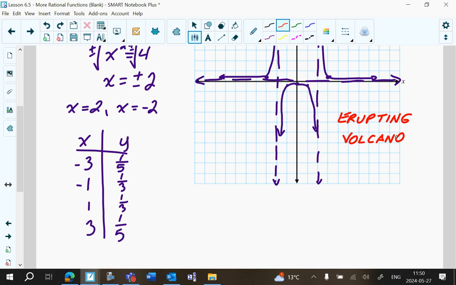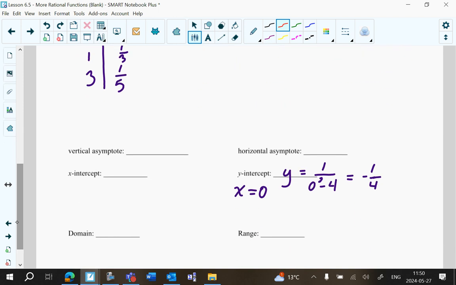So, vertical asymptote, horizontal asymptote. y equals 0, always. Vertical asymptote, we determined there were 2 of them. One at negative 2, one at positive 2. The x-intercept, because there's a horizontal asymptote, will always, no, none. There is none. Just to be sure, there's none.